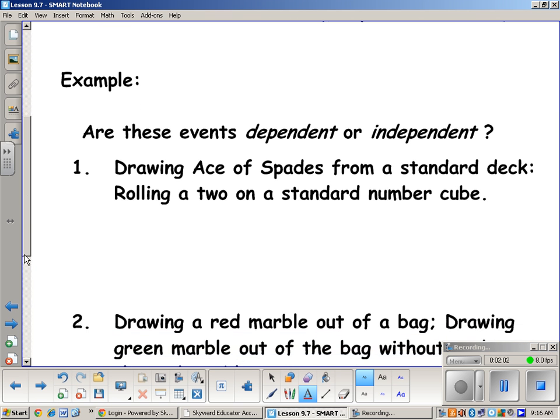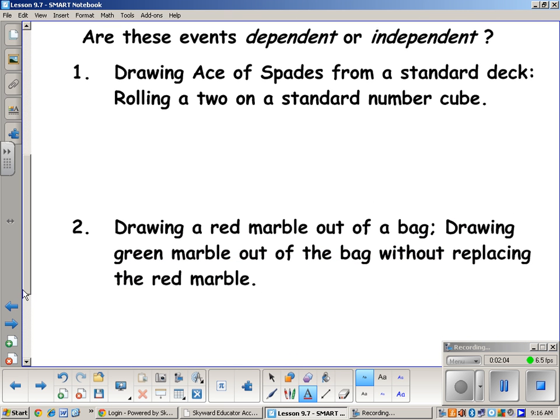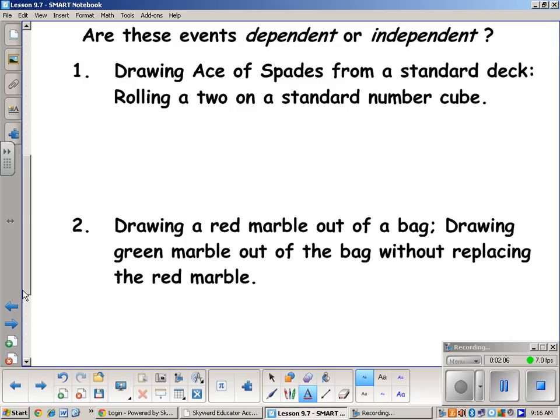So I'll raise this up. Make sure you copy this down, these two examples. I'll pause while you do that, and then we'll talk about it. The first one here: drawing the ace of spades from a deck of cards, or rolling a 2 on a standard number cube. Dice, games of dice and different things. In math, we refer to them as standard number cubes. Okay?